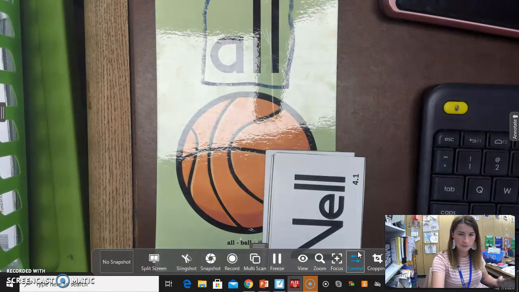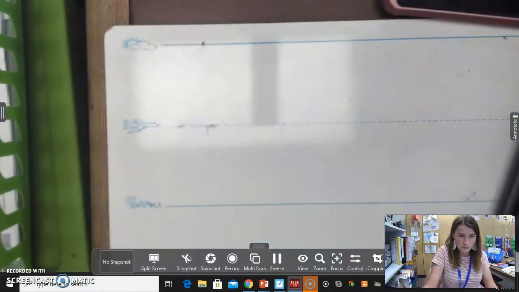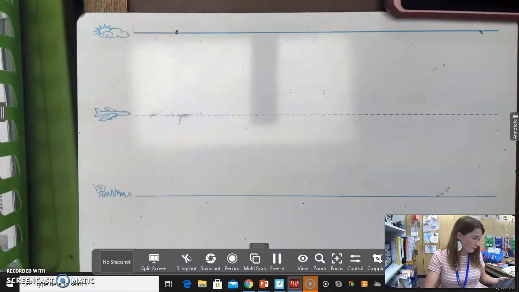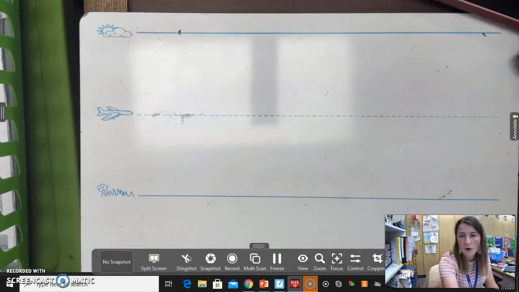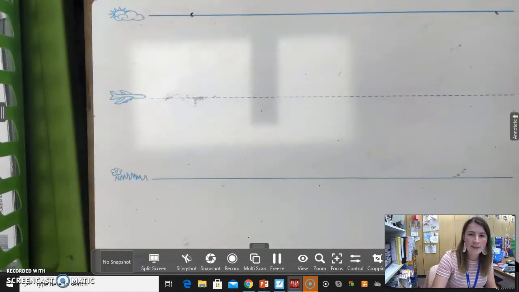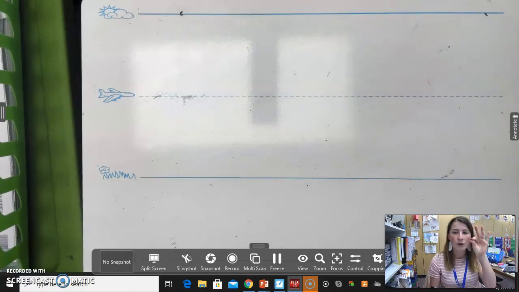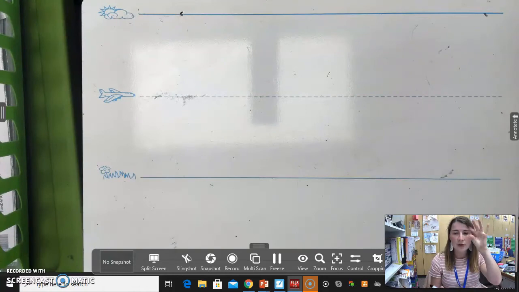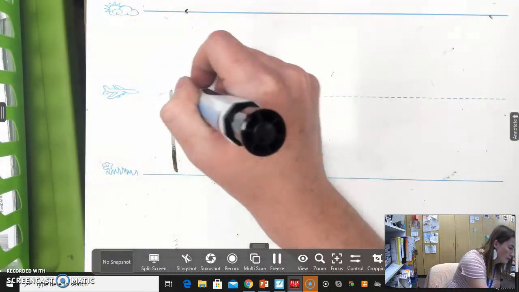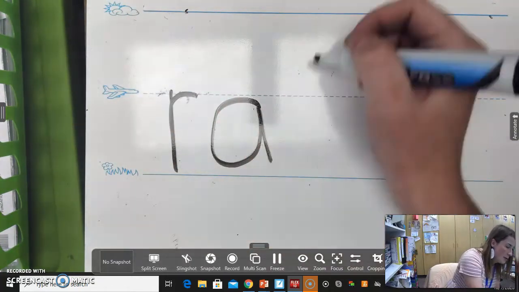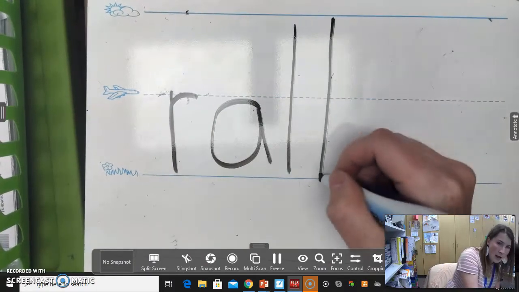This word we're going to do next is roll. That is a nonsense word. Okay, we're going to tap it out. All. My A-L-L, I have a glued sound, so I'm going to put it together. All. So I'd write it R-A-L-L.